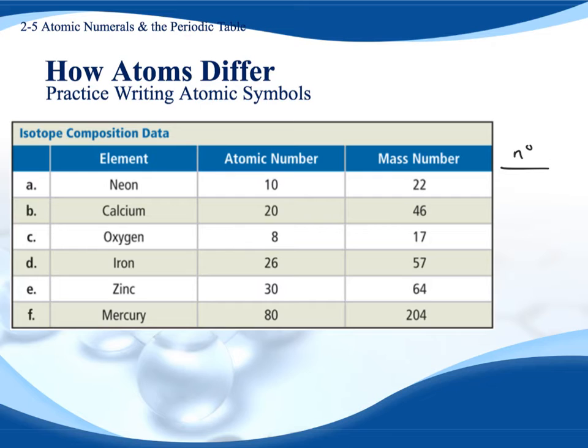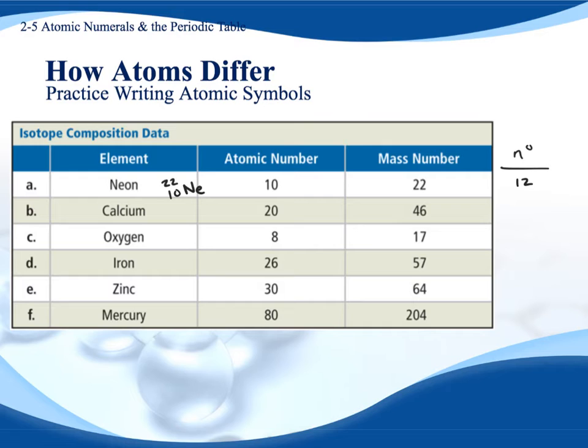So we're going to practice writing a few of these out just so that you get used to it. This first one here, neon, has a mass number of 22. I'm going to write them right here next to it. The symbol for neon, it's element 10 from the atomic number. So it's got 22 as its mass number, so we could just write 22Ne. If we wanted to, we could put the 10 down there, but we don't have to because neon must have 10 protons.